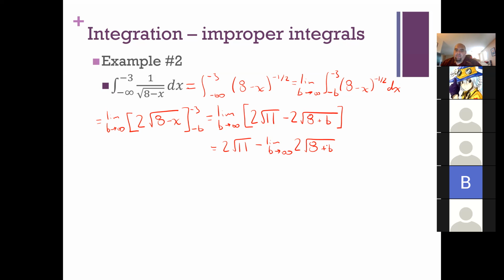So as b gets very, very large, what's going to happen to this? So it reaches infinity. So you got one vote for reaches infinity, and that is indeed what happens. So this diverges. And hopefully based on the value of p we have here, that's not a surprise.